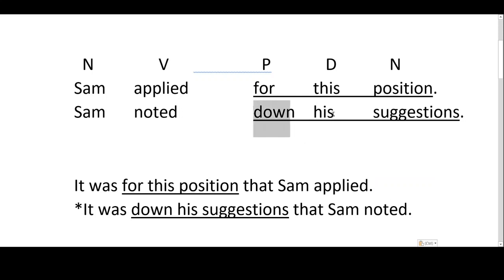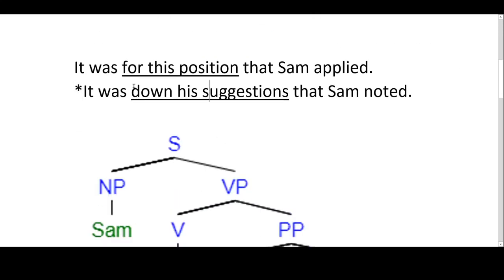Now let's test if down his suggestions is also a constituent. So it was down his suggestions that Sam noted, and that sounds absolutely terrible to me. So that asterisk indicates that that sentence goes against native speaker intuition, so therefore it's ungrammatical. Okay, and I don't mean ungrammatical in the sense of some grammar lord or something has said it's wrong. No, that's what the native speaker feels is wrong.